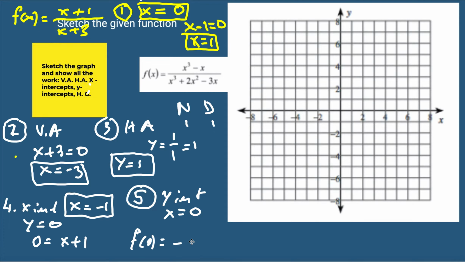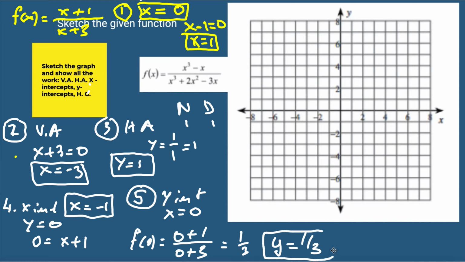f of 0 is going to be equal to (0 plus 1) divided by (0 plus 3), and this is 1 over 3. So the y-intercept is 1 over 3. Those are the points. Now, let's take all these points and plug them into the graph.